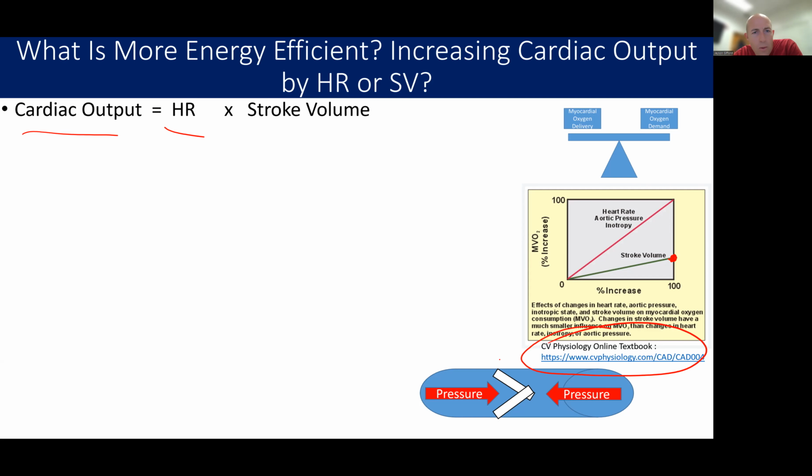And now if you want, you can go look at this website. We'll talk about it a little bit more. It's a great website. I recommend it. But overall, it's just much more energy efficient for your heart to increase cardiac output by increasing stroke volume, usually preload, or the size of the ventricle.